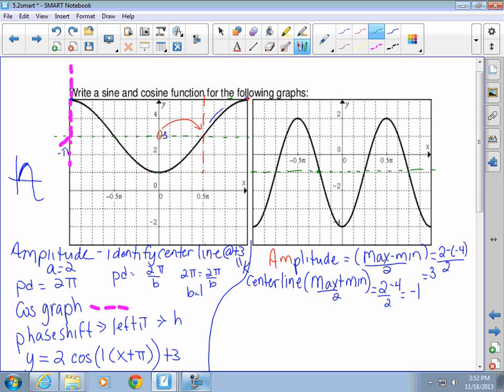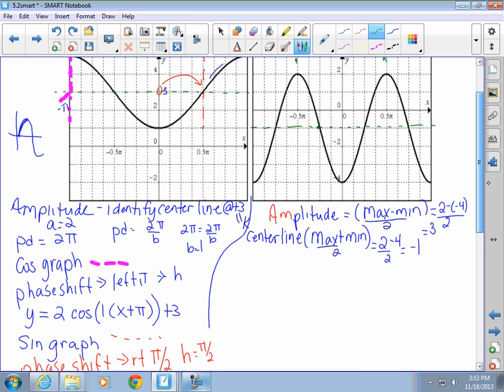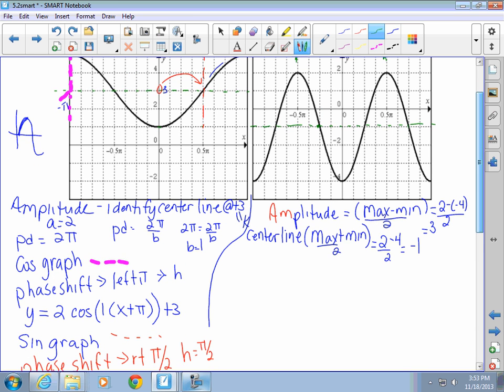Or another way to look at it, if I went from my maximum value here to my maximum value here, that's a half pi and a half pi, so my period is 1 full pi. So if I look from max to max, from maximum point to maximum point, it is a distance of 1 full pi.